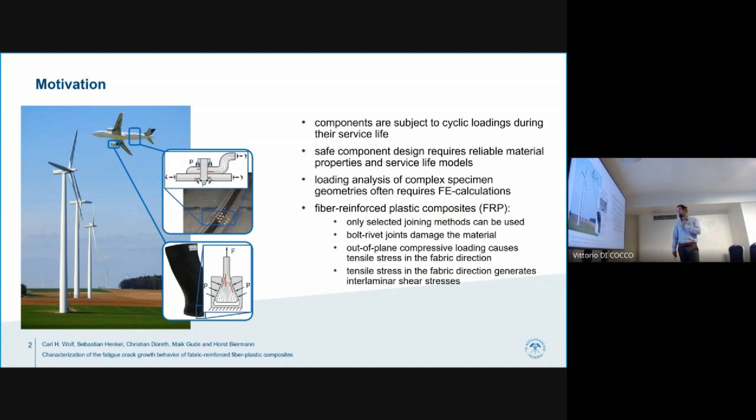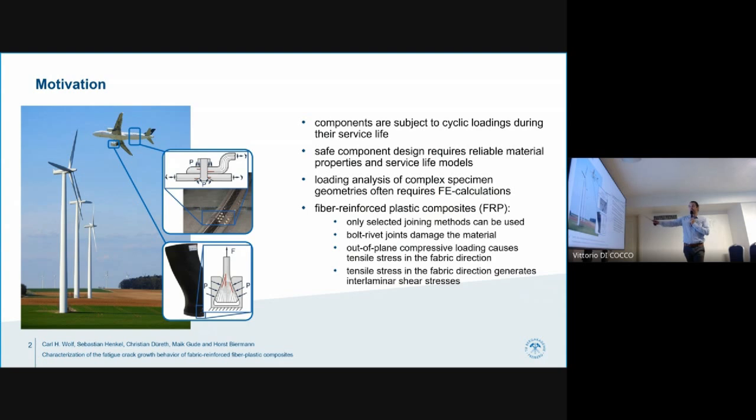high-reinforced plastic composites, as you can see here. And we've got a big problem. For metallic materials, we can weld these parts together, but in this case, we could not weld the parts. So we had to use other joining processes, for instance, bolt rivet joints. And the problem is that we damaged the material.